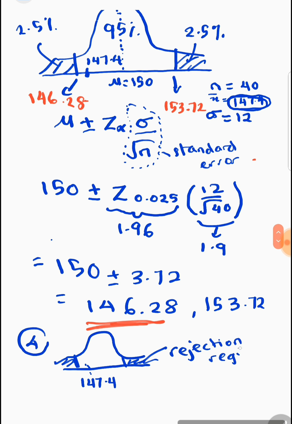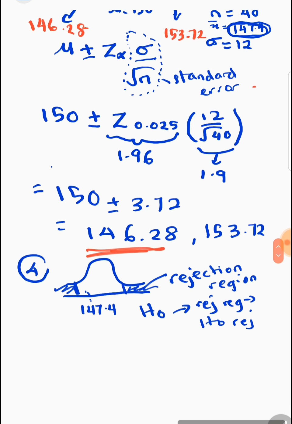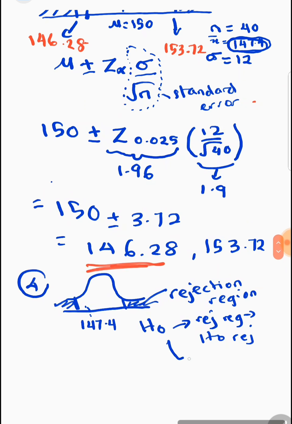So here comes the part where we decide. The rule of thumb here is that if your H naught is in the rejection region, then H naught, which is your null hypothesis, will be rejected. As simple as that. And of course, say if it is not in your rejection region, then we accept our null hypothesis, which is H naught.